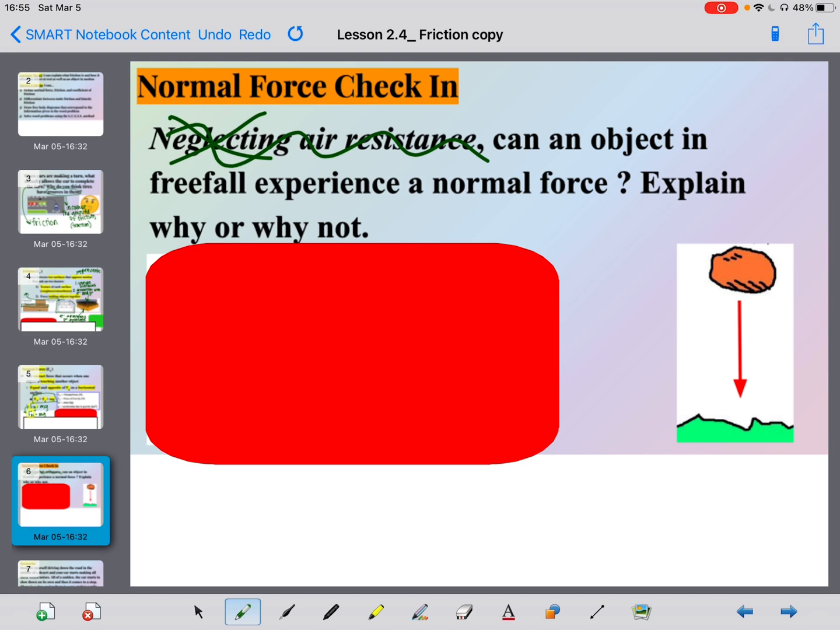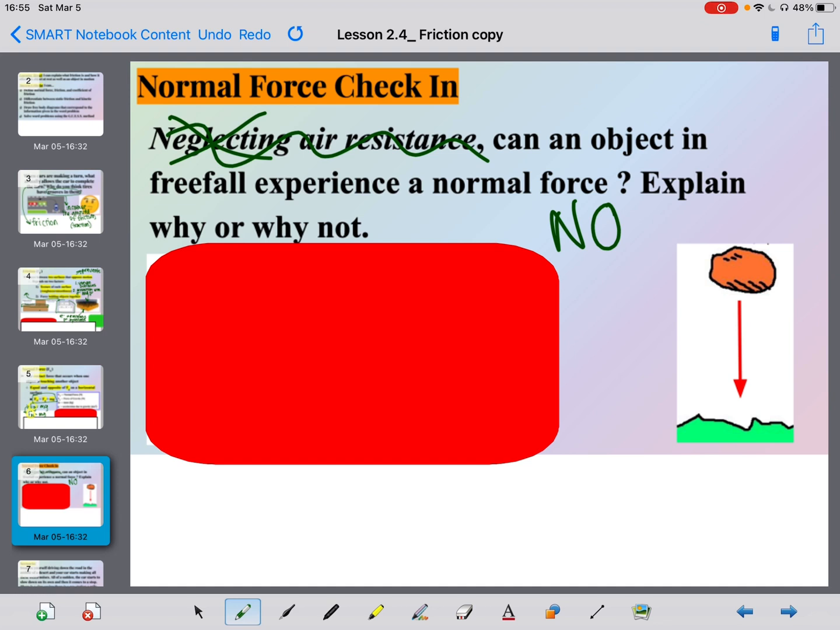Well, we know the normal force to be a contact force. That means it has to be touching another object or another surface. So no, you would not be experiencing a normal force if you are in free fall, because a normal force requires there to be contact with another surface, and that's not happening here.